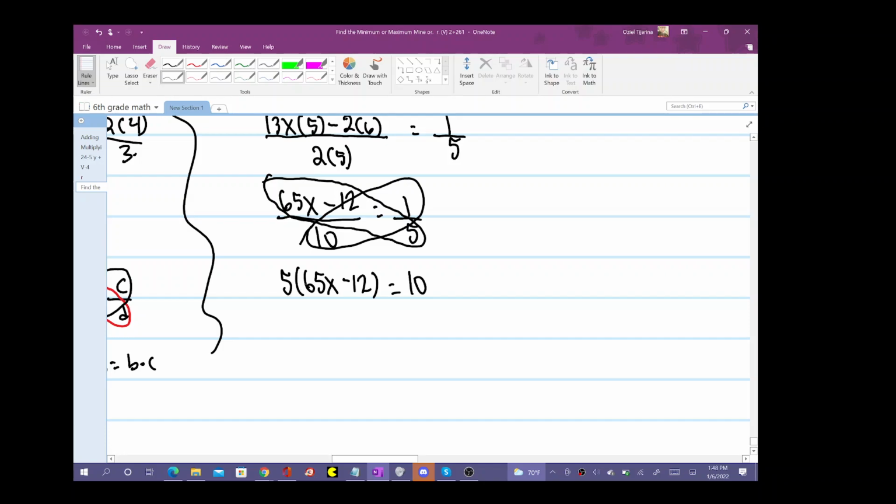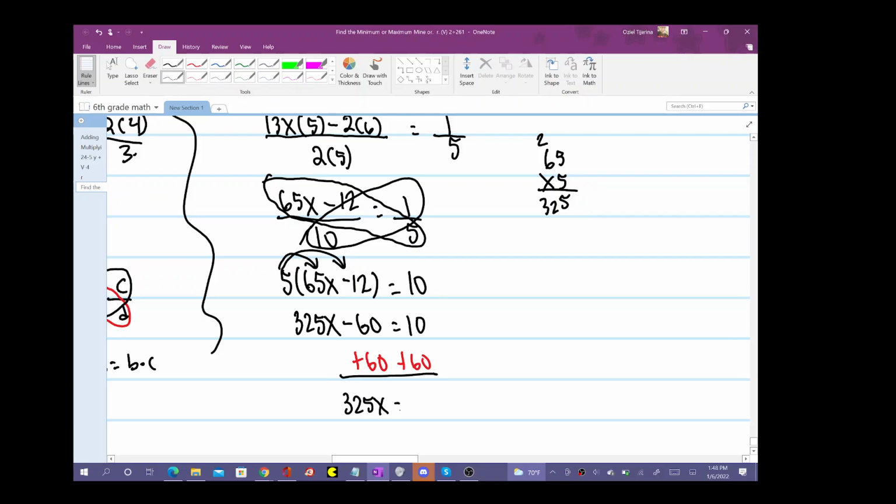So now we're going to do 5 times 65x minus 12. So 65 times 5, that's 325x. 5 times 12 is 60. So you're basically doing this, distributive property, equals 10, right? You add 60 to both sides, and you are left with 325x equals 70.